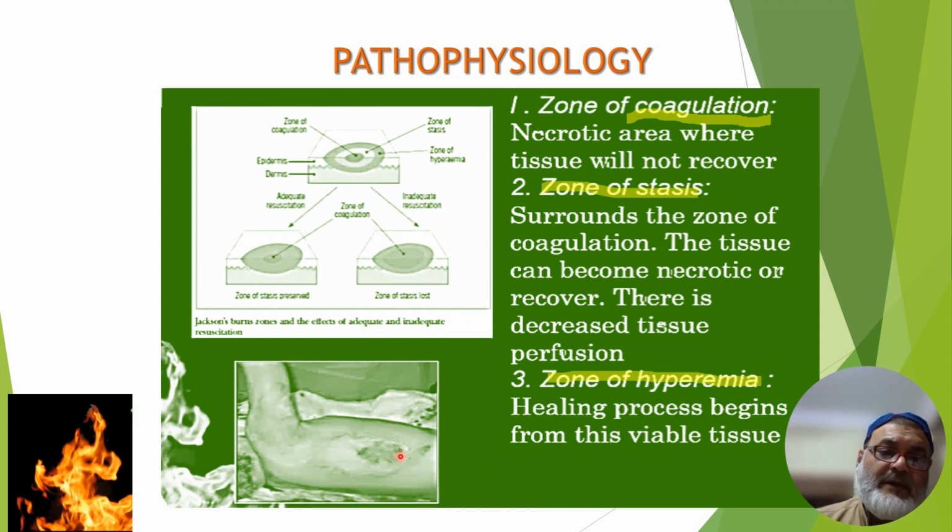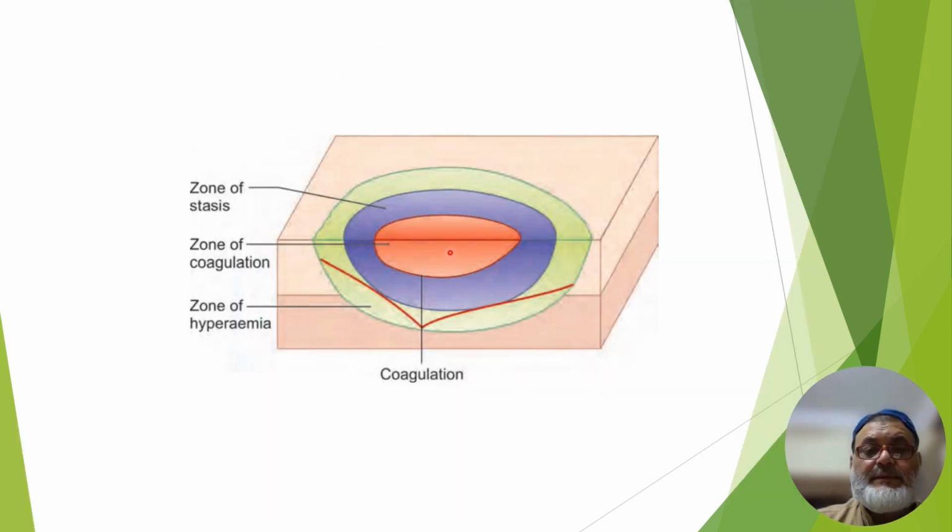So in this picture I will explain to you. This is the zone of coagulation, and the zone of stasis surrounds the zone of coagulation, and the outermost zone is the zone of hyperemia. Again, in this picture, this is the zone of coagulation, this is the zone of stasis, and this is the zone of hyperemia. Okay.